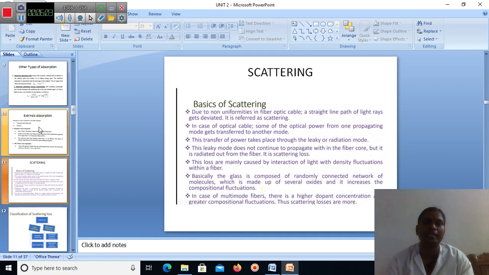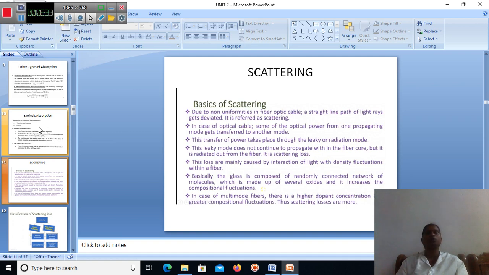Next one is the scattering loss. Due to non-uniformities in the fiber optic cable, the straight line path of the light rays gets deviated. It is referred to as scattering. In the case of optical fiber cable, some of the optical power is transferred from one mode to another mode. The transfer takes place through the leaky mode or radiation mode.